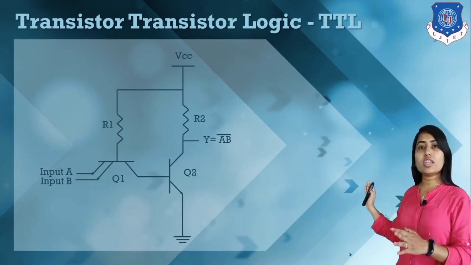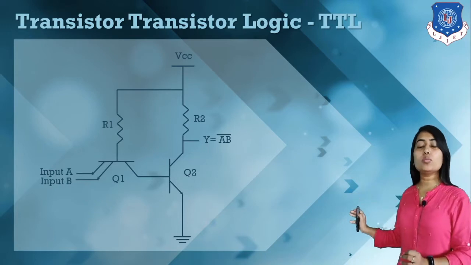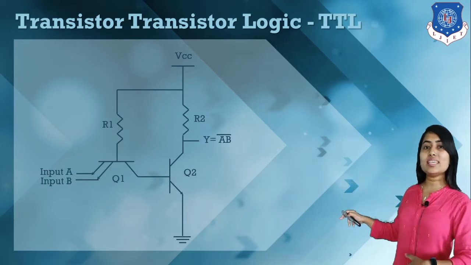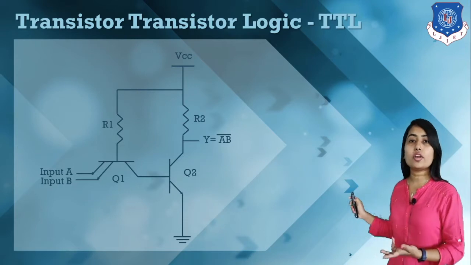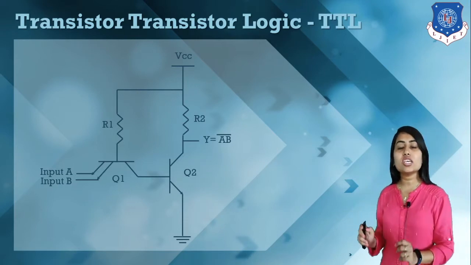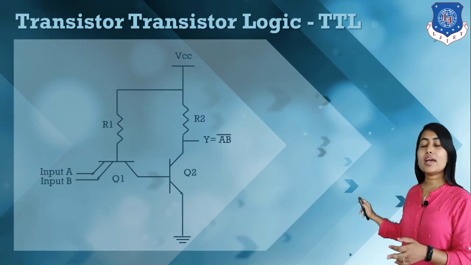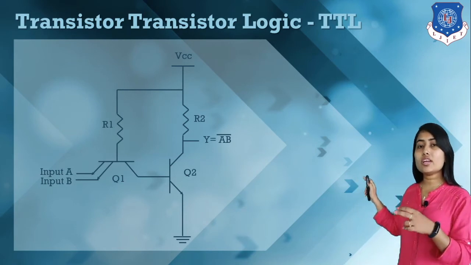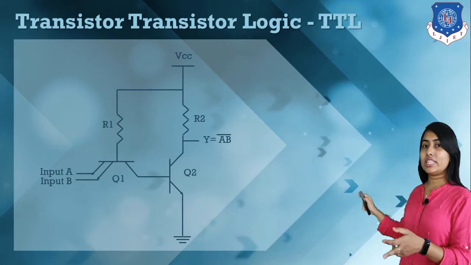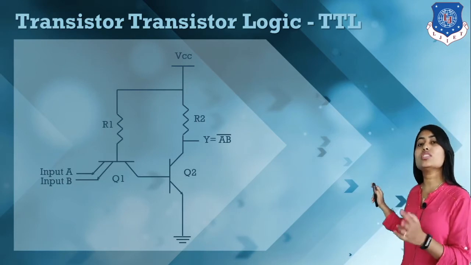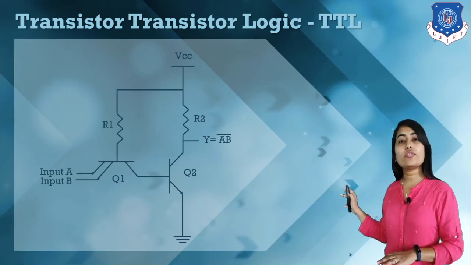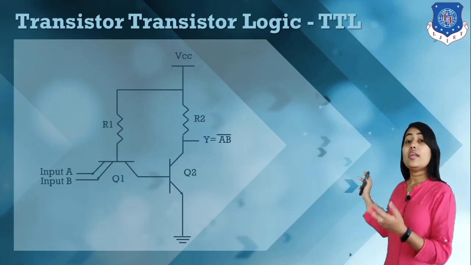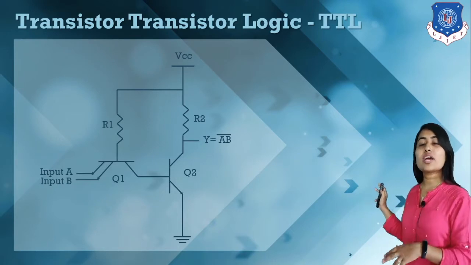Now, how does this circuit work? Whenever any of the inputs is 0, either A equals 0 or B equals 0, Q1 is in forward bias. Q1 is connected to the base of Q2, so Q2 goes into reverse bias. As Q1 is in forward bias, it is in saturation mode, and Q2 goes into reverse bias, so Q2 is cut off.